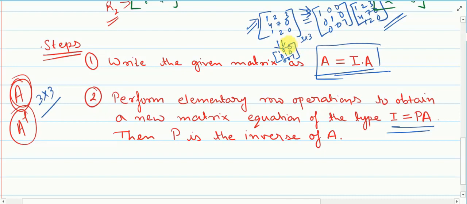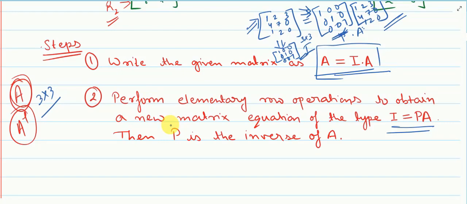So what will happen at the end, on the left you are left with identity, and on this side you will get one matrix. This will be denoted as P. So P into A, you are getting identity. So obviously this P is the inverse of A, or you can say A is the inverse of P. Anyway, just reading this theory, I know many of you will not understand, but once we start doing some examples, things will be more clear to you.